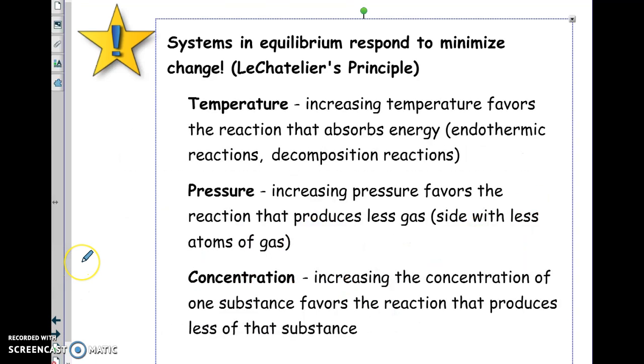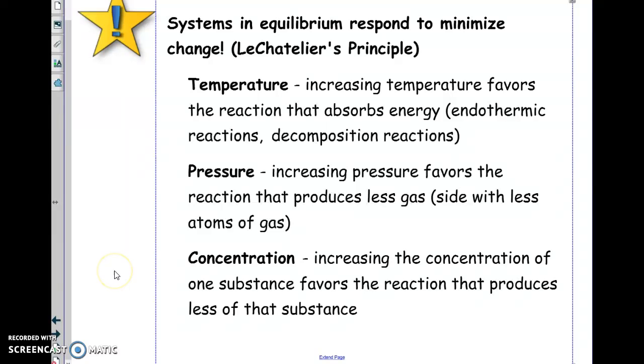Okay, so this is the big stuff that you want to write down in your note-taking guide, so please make sure you have that with you. So what I want you to know is that systems in equilibrium respond to minimize change. So basically they want to stay as same as they possibly can, and that's called Le Chatelier's principle.